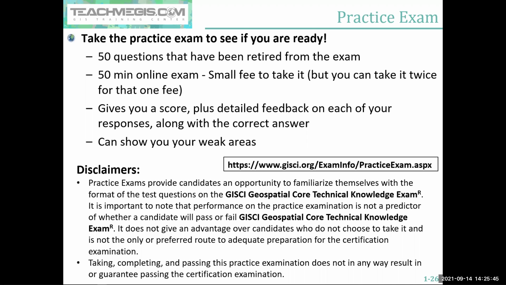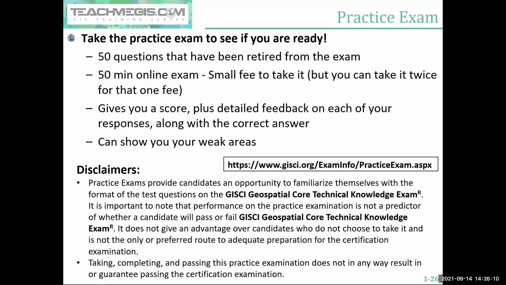Now, but taking that practice exam does not guarantee you're going to pass the test. And if you get a 90% on the practice exam, don't stop studying, right? Because that's only 50 questions. You can't know everything that's going to be on the final exam using the practice one. But it's a really good chance for you to understand where you are in terms of preparation for the exam.